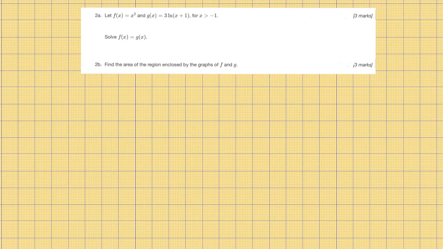This second question is a typical IB question that will appear on a paper 2. Let f of x equal x squared and g of x equal 3 natural log x plus 1. It's got a limitation for x, that x must be greater than minus 1, because 3 log x plus 1 can't be less than 0. Part A, solve f of x equals g of x. So we want to solve x squared equals 3 log x plus 1, and to do that we're going to use a GDC.